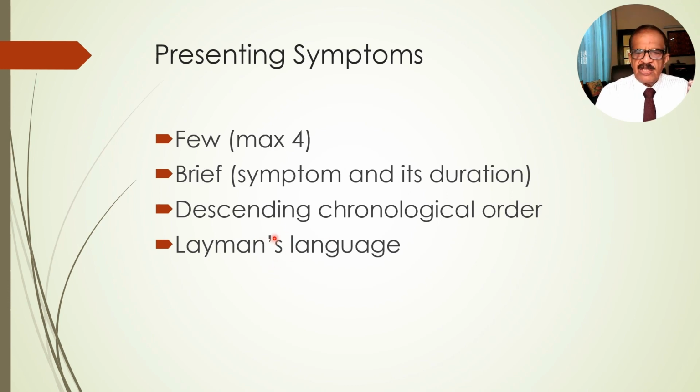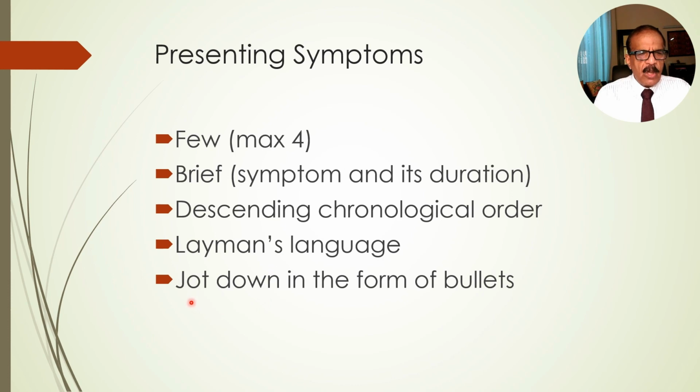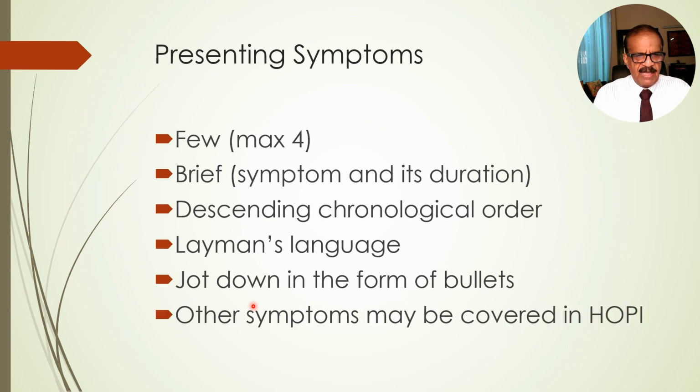And these symptoms should be listed in layman's language. You should avoid using technical terms, because technical terms have specific meaning. If you, for example, say hemoptysis, it has a specific meaning. I think you should use a layman's phrase like patient spat out blood. And jot down in the form of bullets, like I have put these statements in the form of bullets. The presenting symptoms should be listed like this: 1, 2, 3, 4, like that.